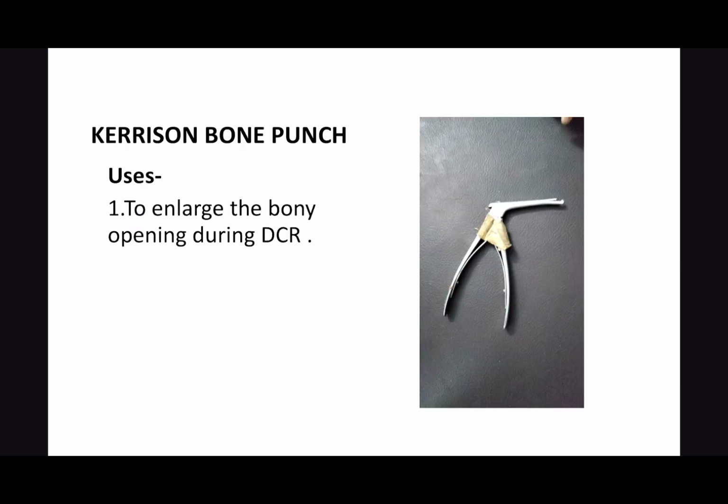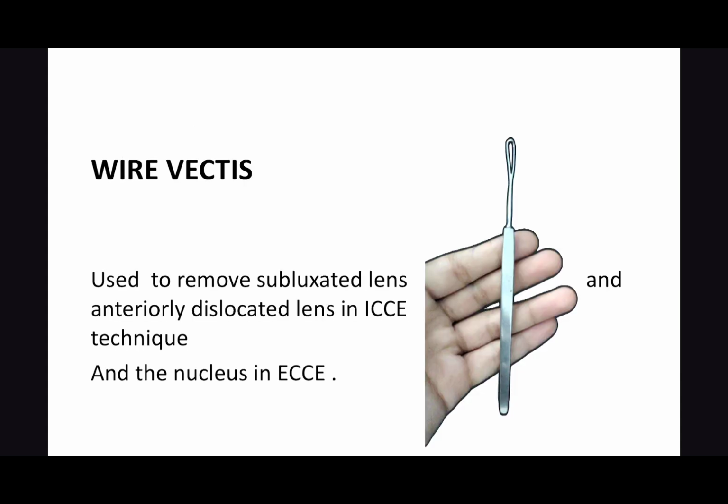The instrument looking like a stapler is the Kerrison bone punch. Its use is to enlarge the bony opening during DCR. This is a wire vectis, used to remove subluxated lens, anteriorly dislocated lens in ICCE technique, and the nucleus in ECCE.